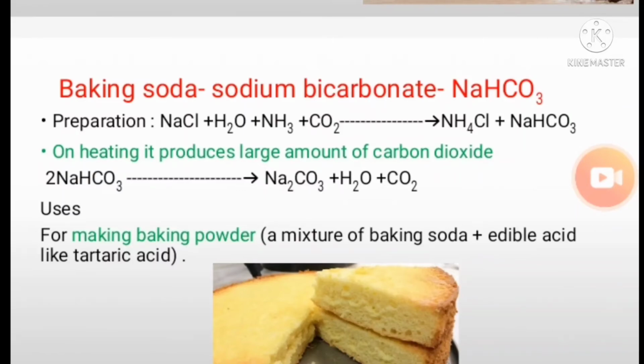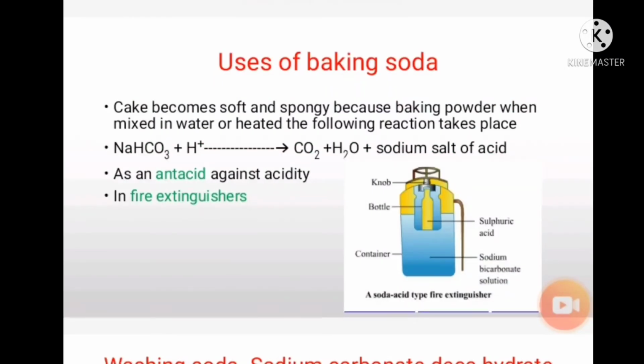On heating, it produces a large amount of carbon dioxide. NaHCO3 decomposes to give sodium carbonate, water and carbon dioxide. And the uses of baking soda are for making baking powder. It is a mixture of baking soda and an edible acid like tartaric acid.